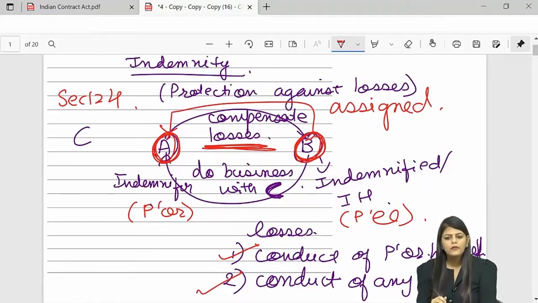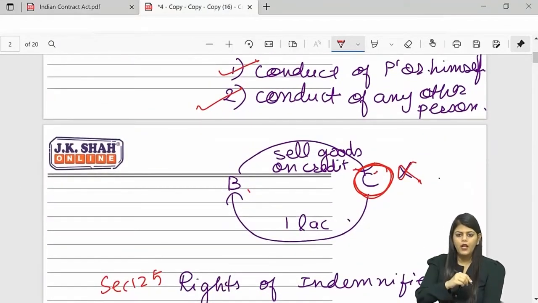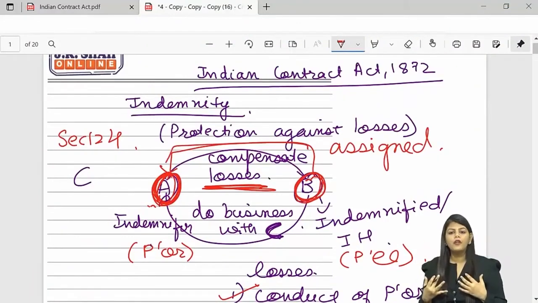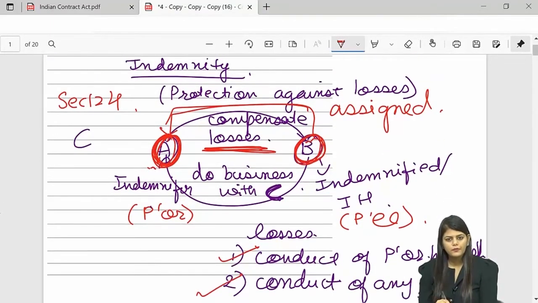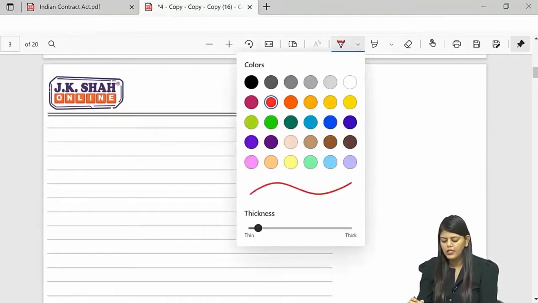Now A can sue C. It was an exception to stranger to contract cannot sue. You remember, right? So I am making that legal statement. Indemnifier, that is A, cannot sue third party, that is C, on his own unless there is an assignment in his favor. So that is your indemnity contract. Moving on to your next part of this unit, that is guarantee contract.